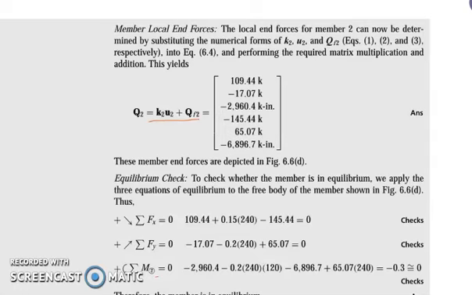We have to take note that we must write the unit for each numerical value of our axial force, shear forces, and moment forces at the beginning and at the end of the member, since they have different units. The axial and shear forces have the same unit, but the moment force, of course, has a different unit from the rest.